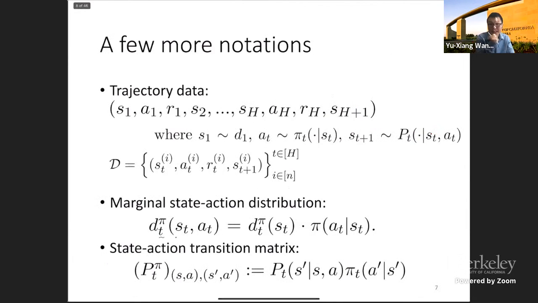The data, so the key difference from other existing studies of offline RL is that we're not assuming access to a generative model. So we actually have n trajectories of rolling out on these episodic environments.